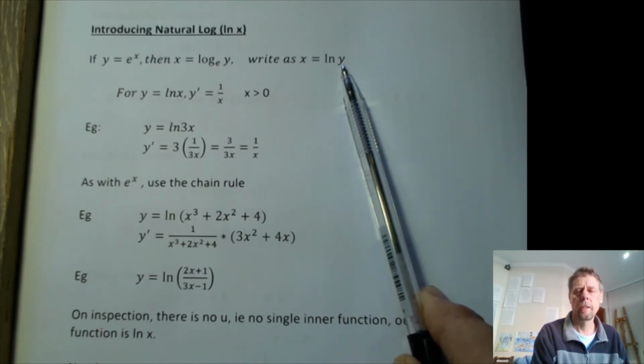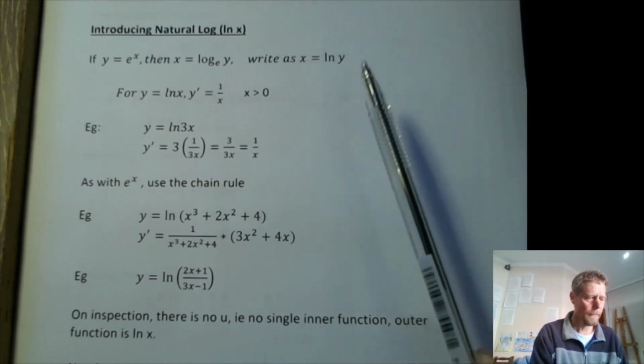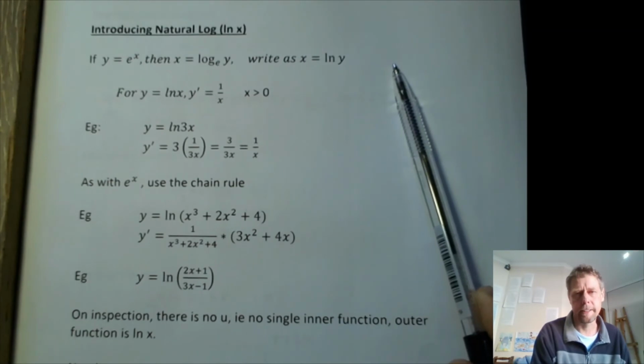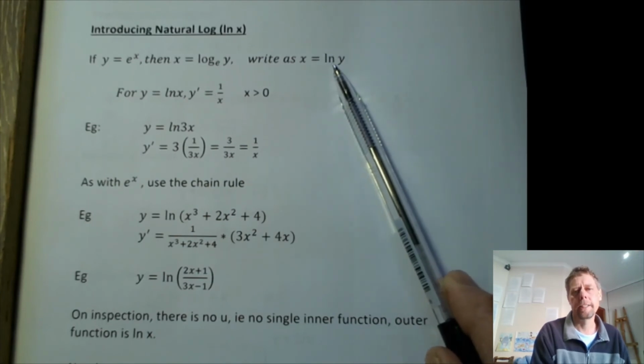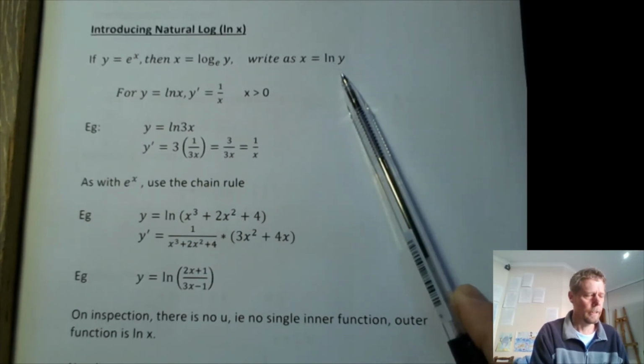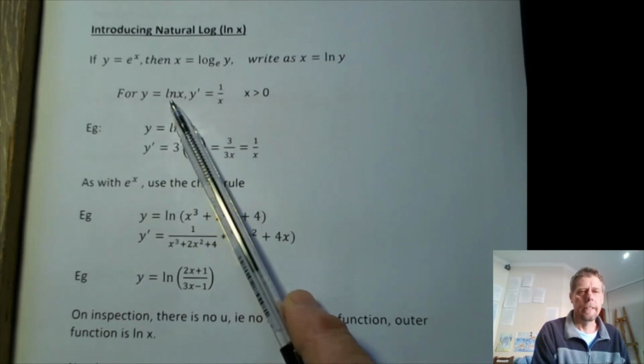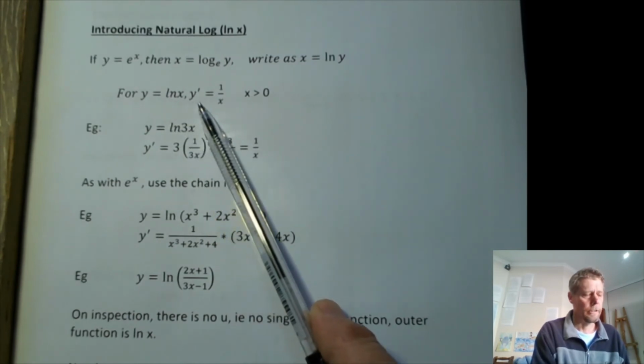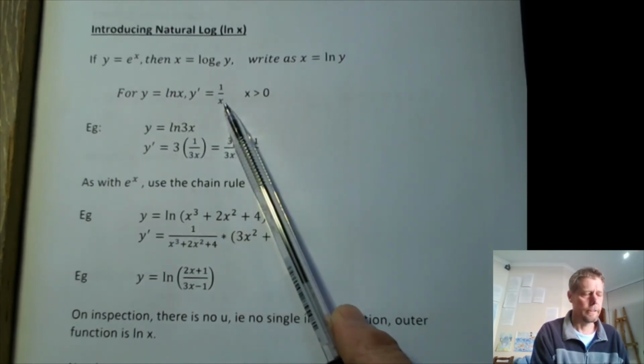It's similar to log 10. You just don't write the 10 as the base. Or rather, log of y base 10: you don't write the 10, you just write it as log of y. Similarly, if it's base e, you say ln of y. So for y equals ln x, y dash is equal to 1 over x. This is a property that I'm not going to prove. It's something that one needs to know.